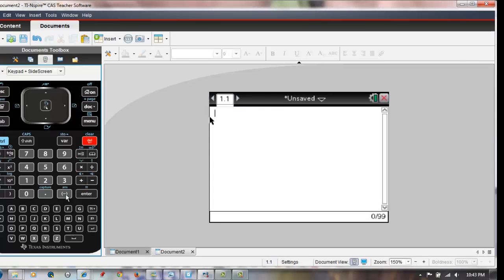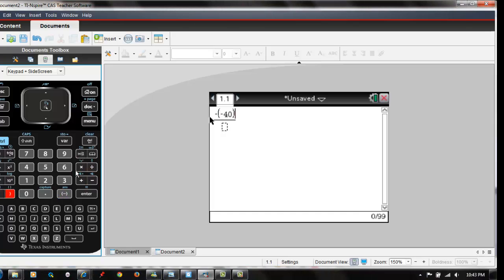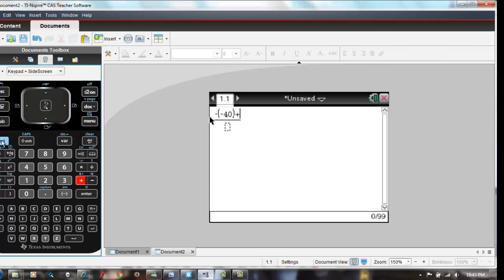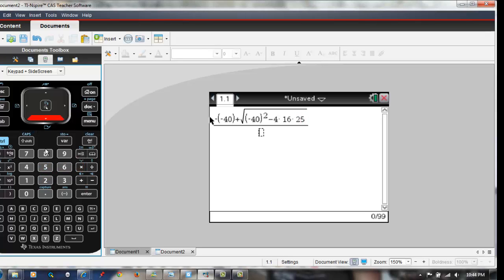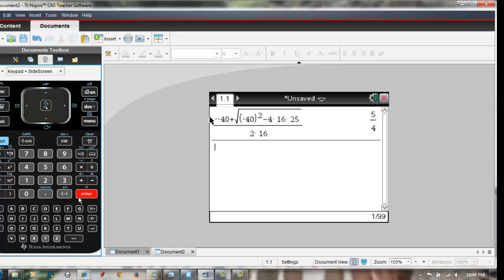Okay, so let's enter this in the calculator. Let's bring up a fraction template first. So we're going to have as our numerator opposite of negative 40. You could just put in positive 40. And then let's do the plus case first. So we're going to do plus the square root of, in parentheses, negative 40, close parentheses before you square, minus 4 times a, which was 16, times c, which was 25. And then this is over 2 times a, so it's over 2 times 16. And when I push enter, I get my answer to be 5/4.